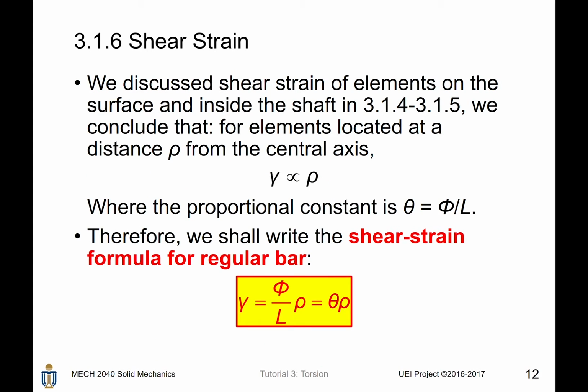From our previous discussion, it is not difficult to observe that the shear strain of elements inside the bar is directly proportional to the distance ρ from the central axis, where the proportional constant is theta, equal to phi divided by L. As we have already discussed in the previous slide, we just rewrite this formula a little bit. Then you can see we take phi divided by L, equal to theta, out. Since those two are constants, gamma equals a constant times ρ, where ρ is a variable.